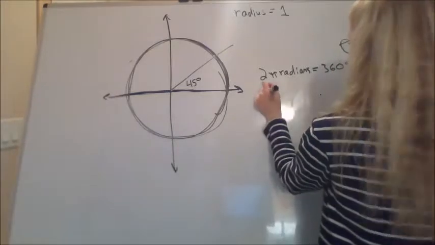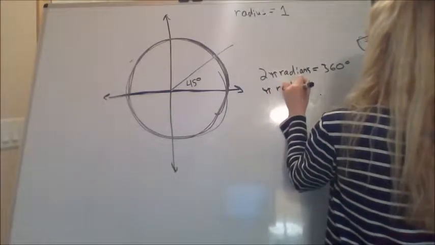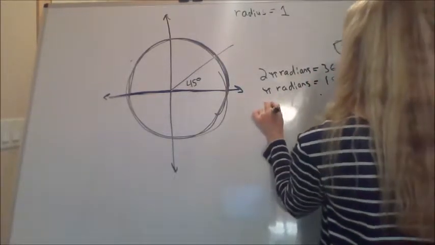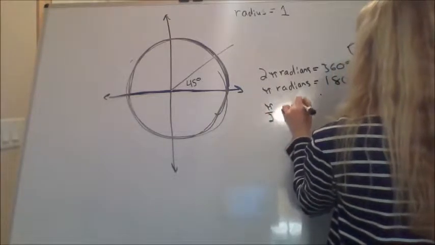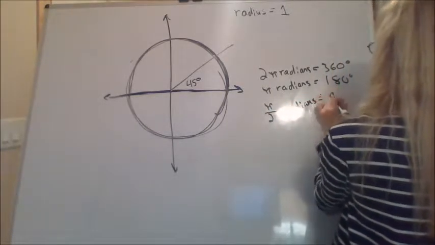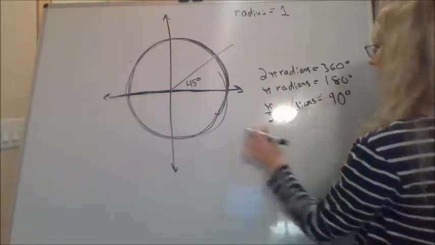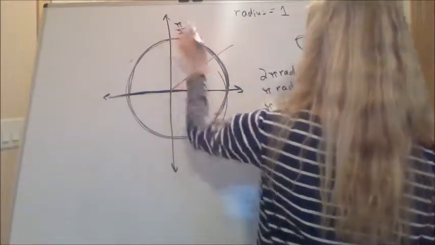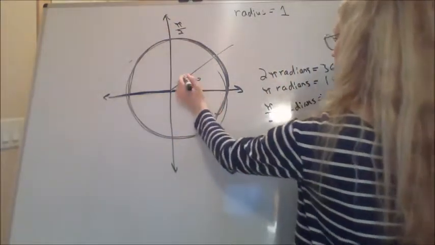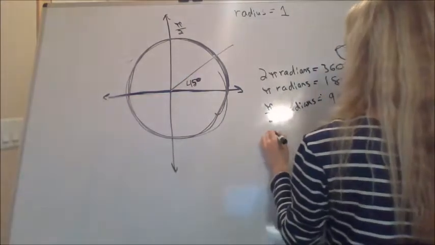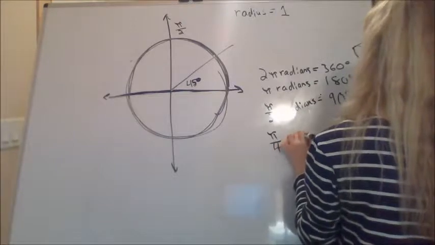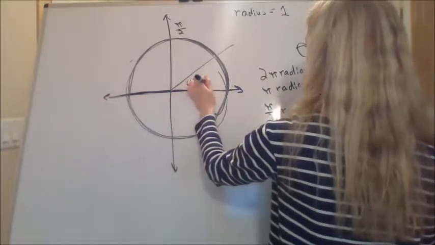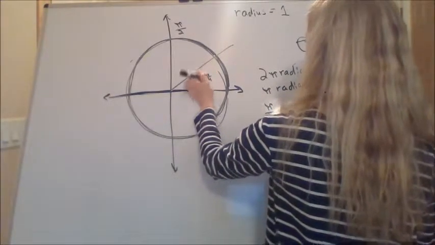Likewise, if we have pi radians, that's just going to go halfway. So we're going to have 180 degrees. And then if we have pi over 2 radians, that's going to be half of 180. It's going to be 90 degrees. So if we have the angle from here to here, that's going to be pi over 2 radians. And so this 45 degree angle is going to be pi over 4 radians. That's going to be 45 degrees. So we can also write this as pi over 4.